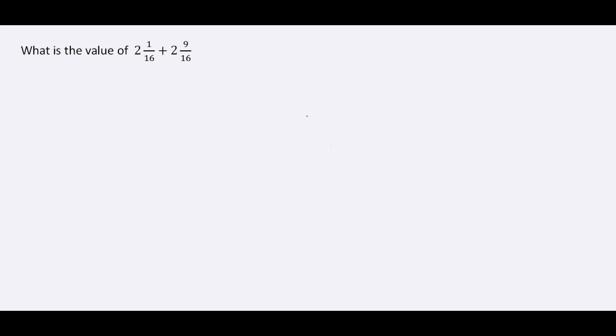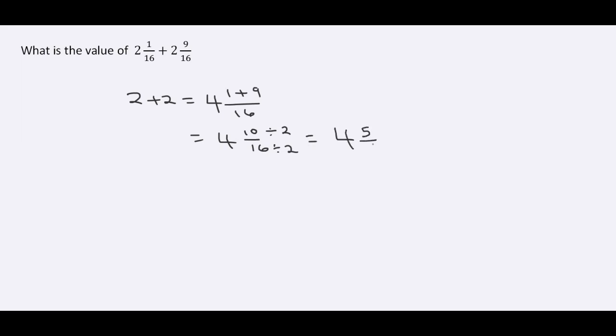And finally, we have 2 1/16 plus 2 9/16. First thing is 2 plus 2, that's going to give us 4. Then we have 1 plus 9 over 16, which is 4 10/16. And then we simplify the fraction here, divide by 2, divide by 2. This is going to give us 4 5/8. And that's our final answer.